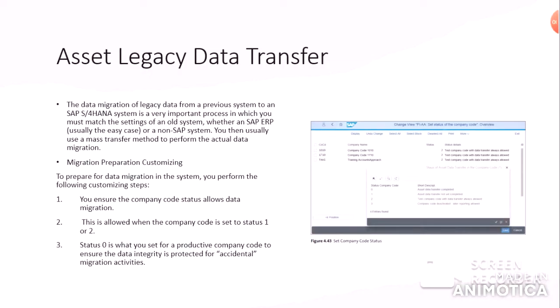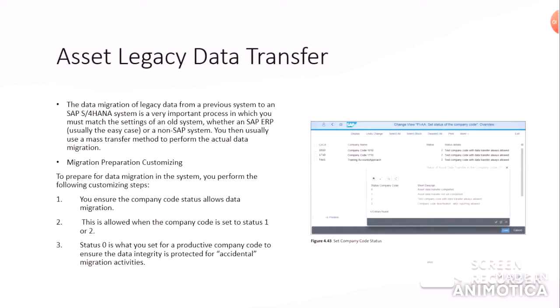So, asset legacy data transfer. How will we transfer the legacy data to SAP? The data migration of legacy data from a previous system to an SAP S/4HANA system is a very important process in which you must match the settings of your old system, whether an SAP ERP, usually the use case, or a non-SAP system. You then usually use a mass transfer method to perform the actual data migration.